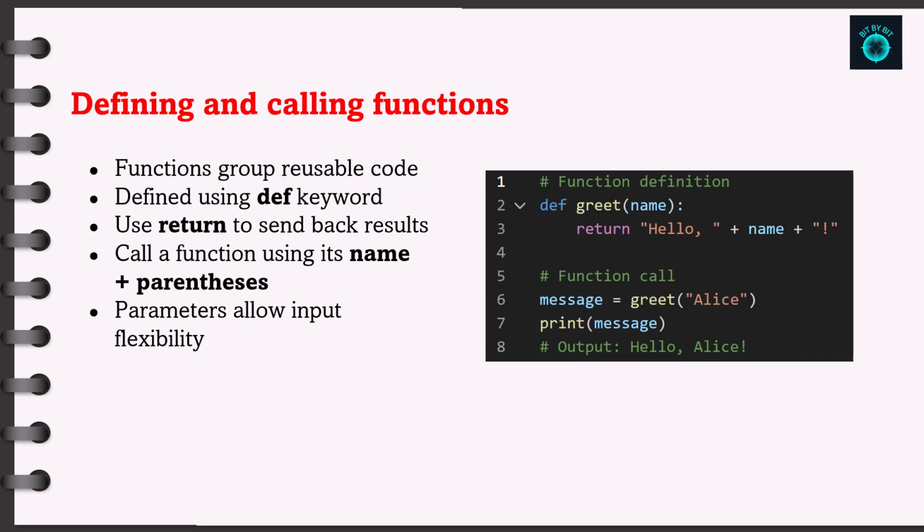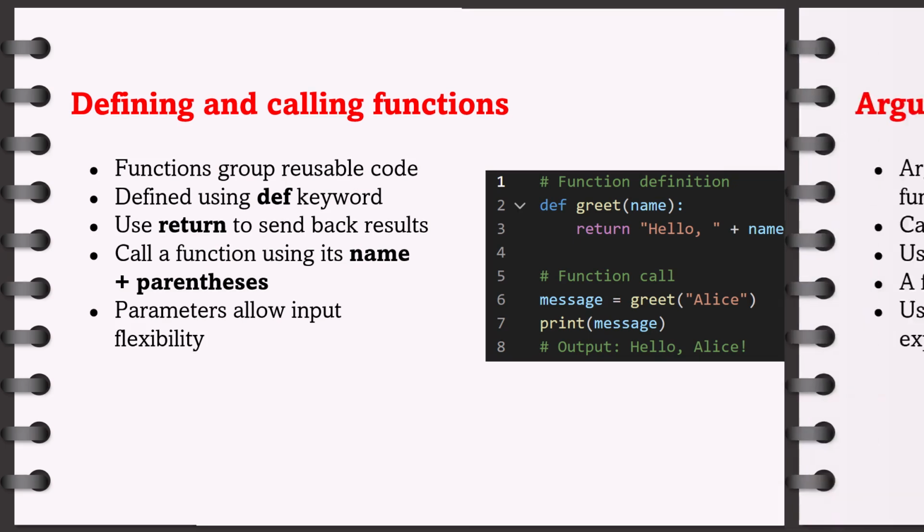You can pass information into a function using parameters. To run a function, call it using its name followed by parentheses. If you want the function to return a result, use the return keyword.